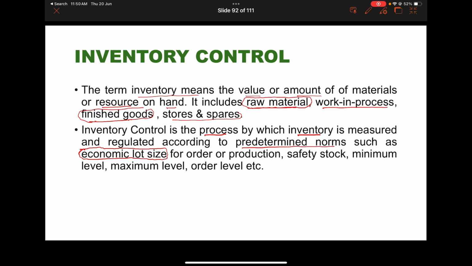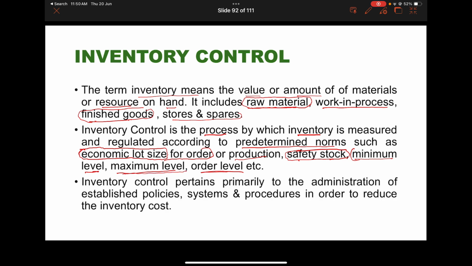And we need to determine the optimum load size for order, for the production. That means safety stock, minimum level, maximum level, order level, etc. So we need to determine all these things. What should be the safety stock also? In case there is a sudden increase in demand, we need to meet the demand by using the safety stock. And also we need to keep a minimum level of inventory. Then you have what should be the maximum level and the order level, etc.